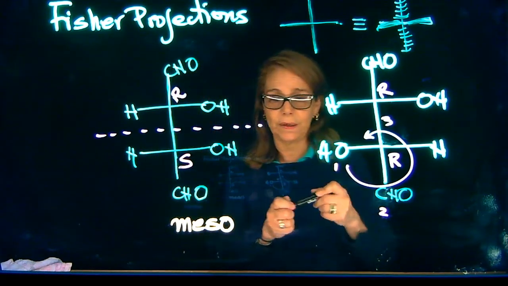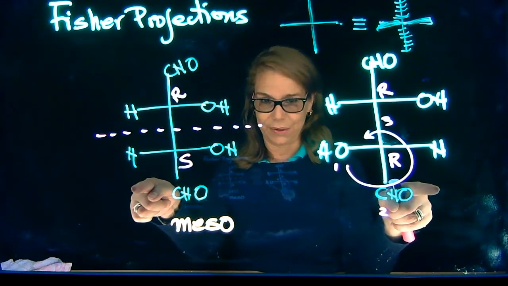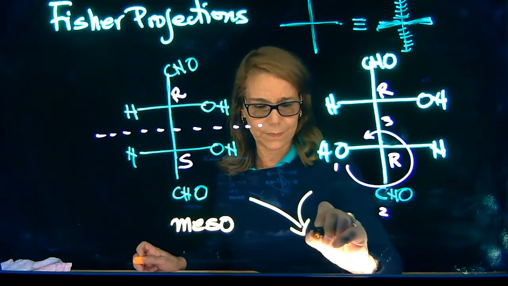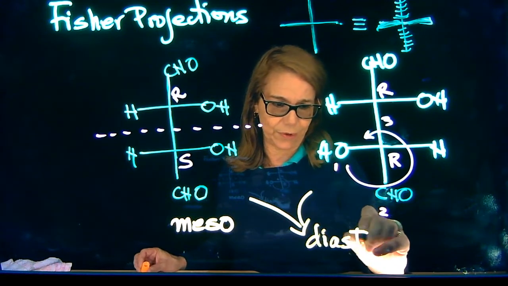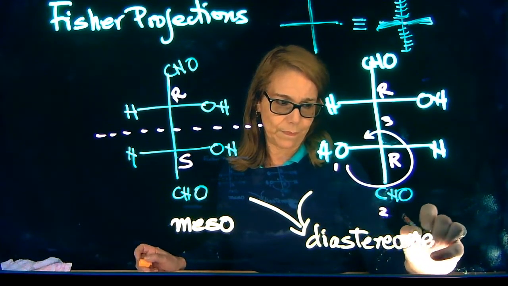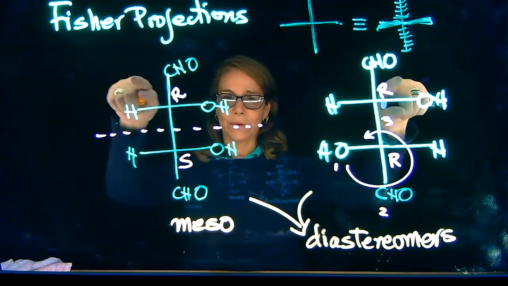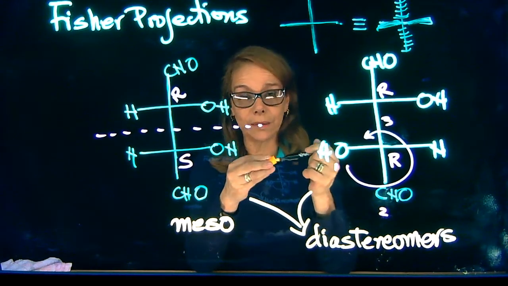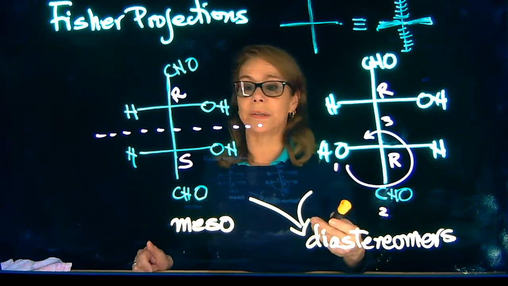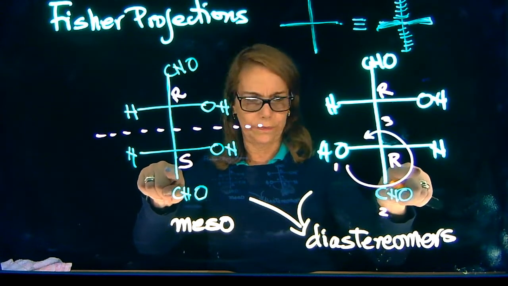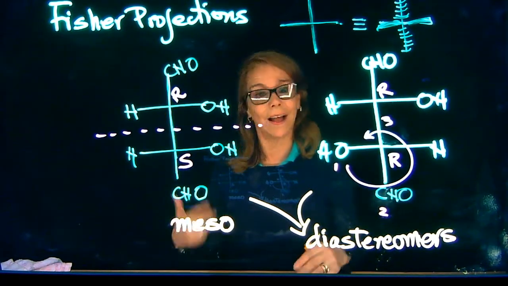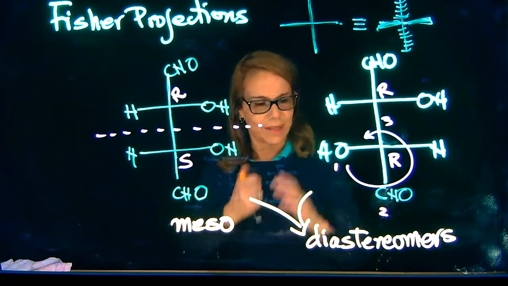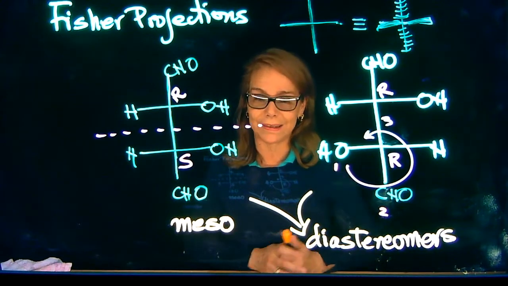And now, these two are not related as mirror images, so they are diastereomers. Notice that the configuration at the top carbon is the same, but at the bottom it is not. To be enantiomers, they would need to have both centers inverted. Here we have one inverted, and this one is not. Another way to say that: we notice that they're not mirror images, and immediately you identify that as diastereomers.